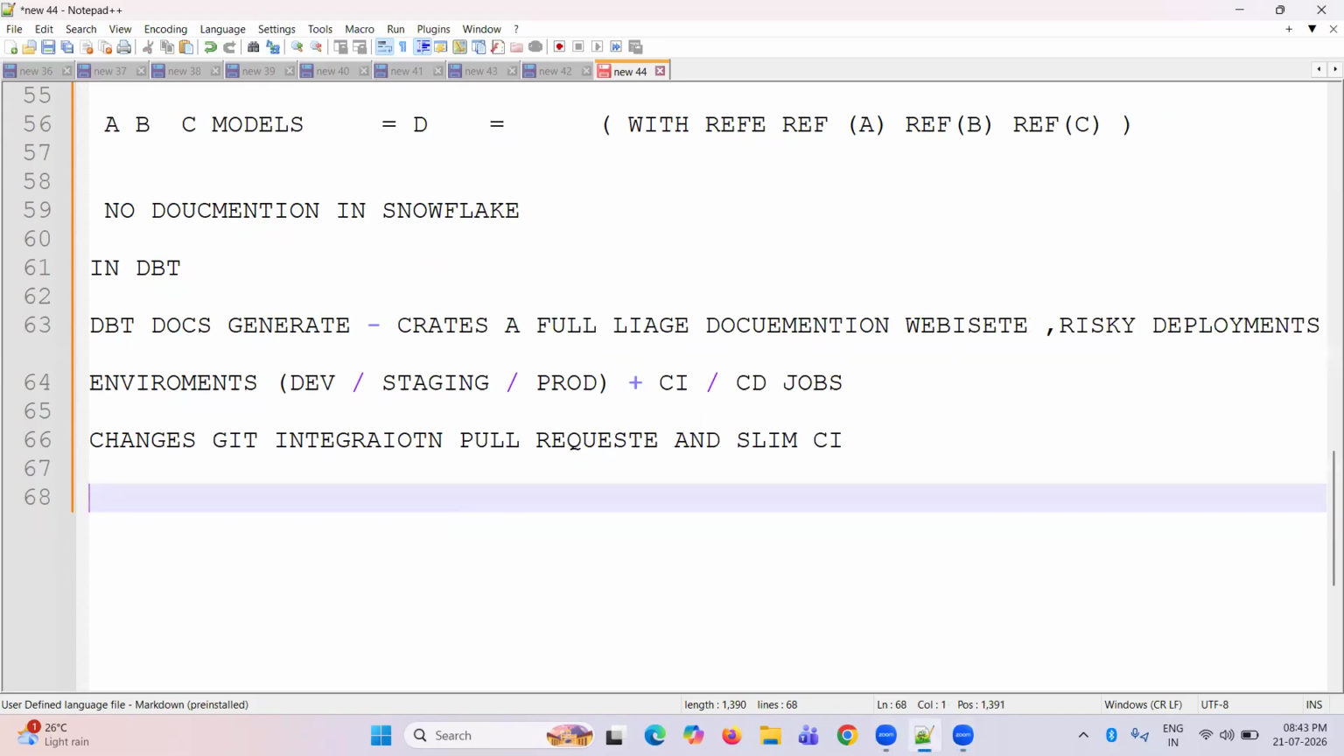So we have Git integration, we have pull requests, Slim CI, continuous integration. So yeah, okay. I will give a short intro to it.